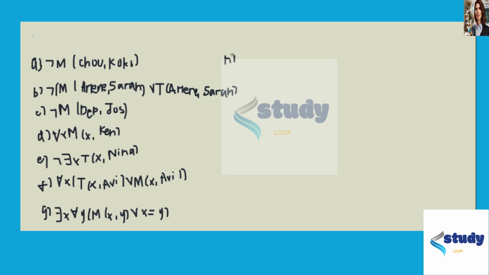For H, everyone else means all students, but not himself. So we use our existential for x, universal y, M(x, y) or x is equivalent to y, or the universal of y, T(x, y), or x is equivalent to y.